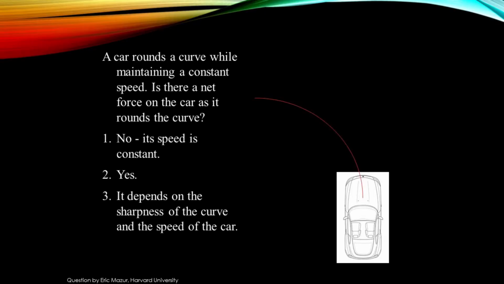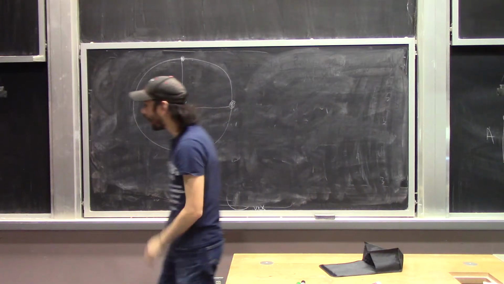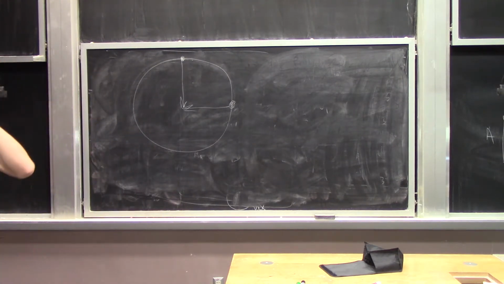So this one says a car rounds a curve while maintaining a constant speed. Is there a net force on the car as it rounds a curve? And we want to think about why that might or might not be the case. Okay, so let's talk about this one.